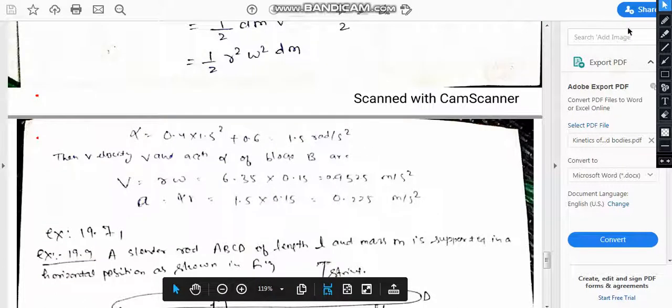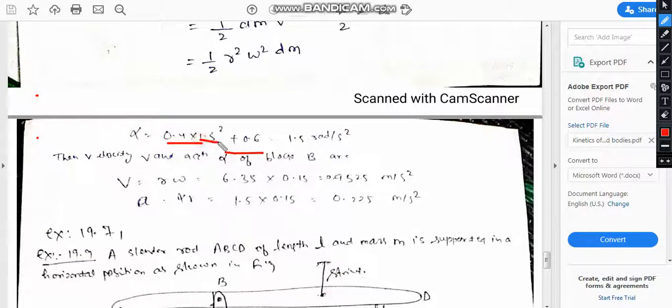Alpha is equal to 0.4 t square plus 0.6, t is 1.5, and by putting in 1.5 we find 1.5 radian per second square. The velocity v is r omega, so that is 0.9525, and the acceleration a is alpha into r, that is 0.225 meter per second square.